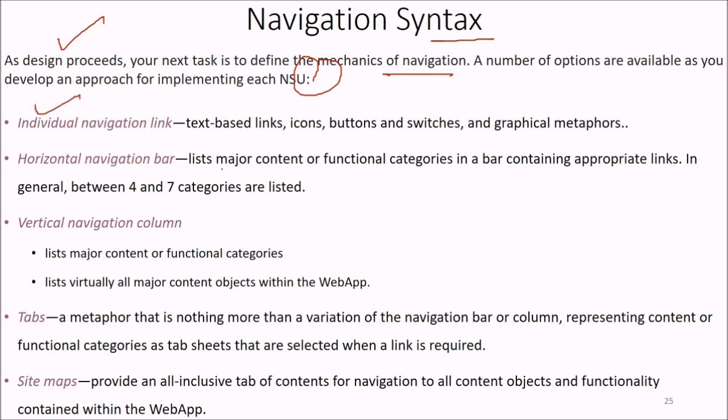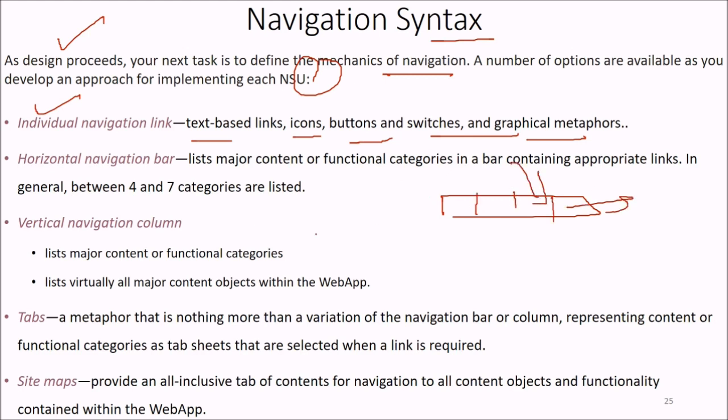First, we need to see the individual navigation links, like text-based or icon, button or switches, or graphical metaphors, or a horizontal navigation bar like this. It lists major components or function strategies in the bar containing the appropriate links. In general, between 4 to 7 categories will be listed, not more than that. Then a vertical navigation column can be there, a list of major content or function categories, and it lists virtually all major content objects within the web app.